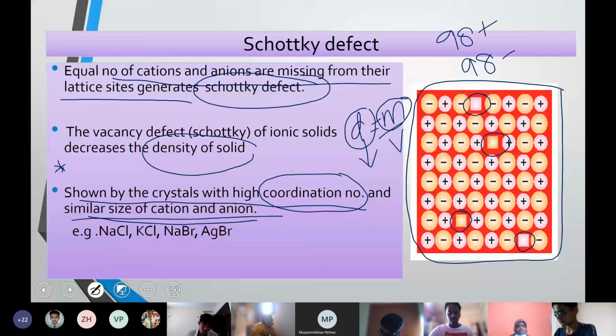Examples are NaCl, KCl, NaBr, AgBr, where the sizes of the positive and negative ions are comparable, almost the same. And the close packing arrangement has a higher coordination number. So when these two criteria are satisfied, such an ionic compound shows Schottky defect.